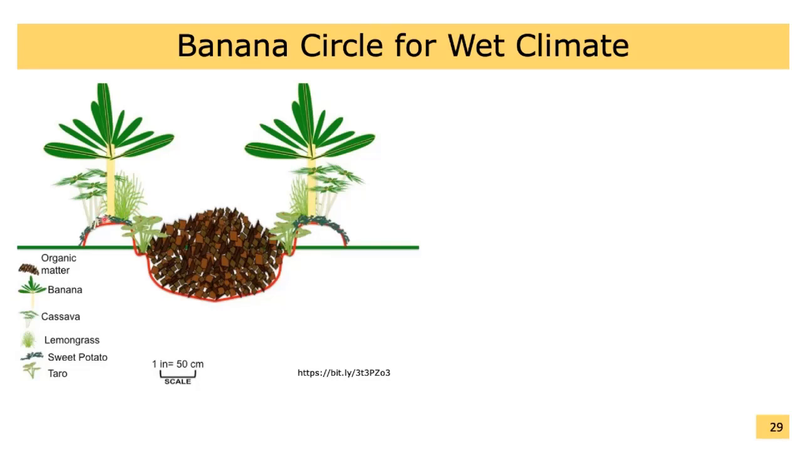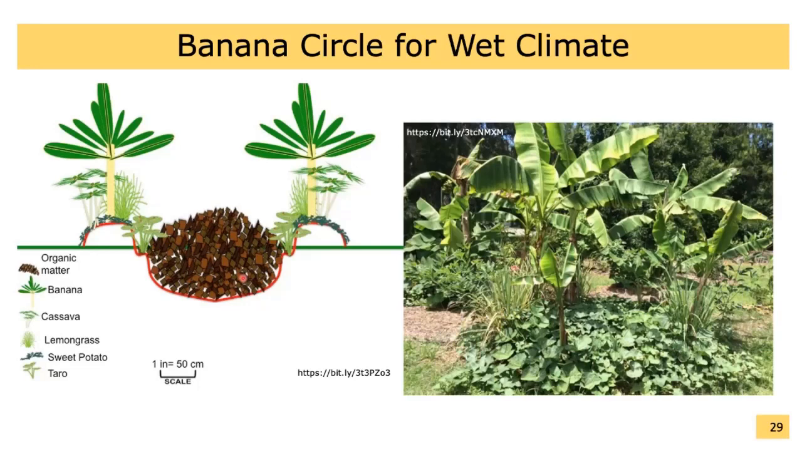Lemongrass acts as mulch and weed barrier. The area enclosed within the banana circle is used to collect organic waste and acts as a composting pit. Here is an excellent example of a banana circle from tropical Far East Asia.